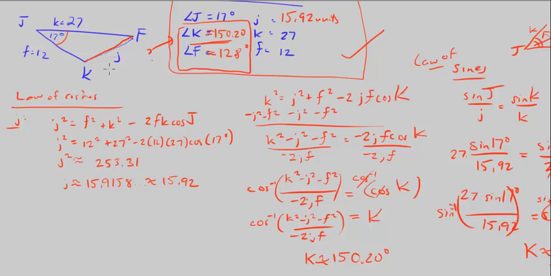Okay, so this angle right here, angle K, right? We're given this one is 17 degrees, angle J, and angle K opens up to a side of length 27. Angle J, well, we found J is equal to 15.92. So 17 degrees opens up to a side of 15.92. Well, we would expect this angle, since it's opening up to a side bigger than this one, to be bigger than angle J.